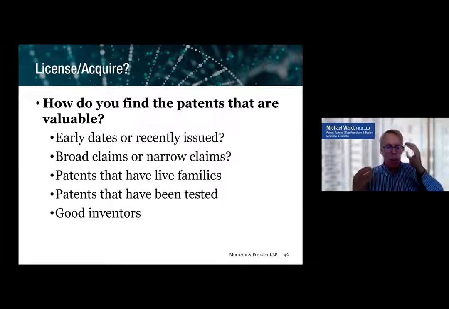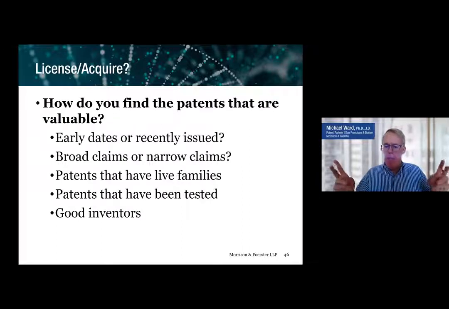All right, first, how do you go about finding patents that the company may be interested in licensing? What are the things that you're going to be looking for? You want to look for patents with a longer term, so something that's recently granted. So as a part of that search that we were talking about, this freedom to operate search, you can be identifying patents that might be relevant to the company. You want to be looking at, are the claims broad or are they narrow? Do they cover something that you're interested in? Patents that have live families could be more valuable.